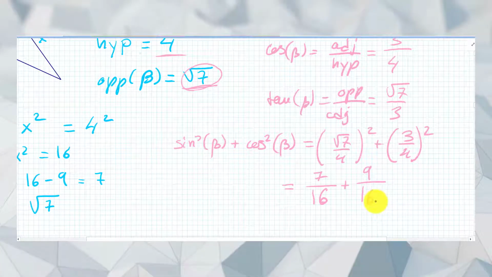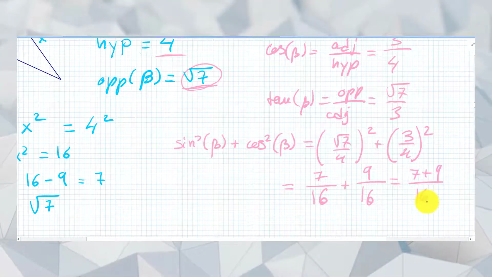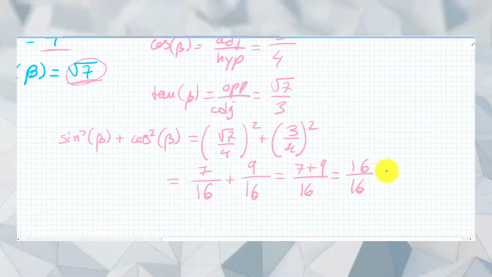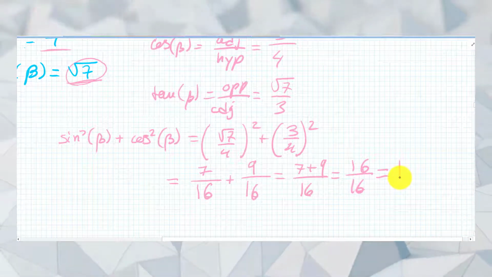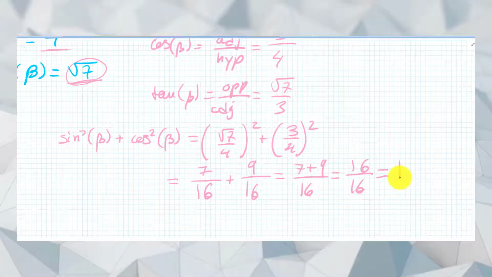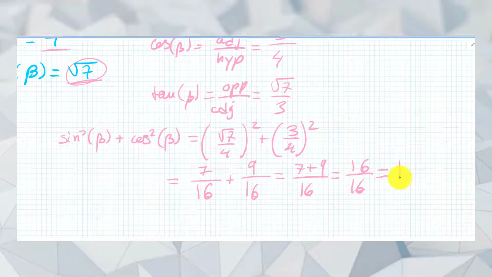4 square is 16. All right, so what is 7 plus 9? Well, 7 plus 9 is 16. So again, 16 over 16 is equal to 1. Well, that's the second time we find 1 when we add sine square and cosine square. Can it be equal to something different? Actually, it cannot. And we will prove that in the next lesson.